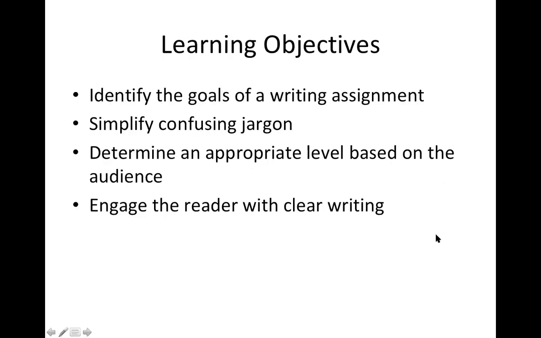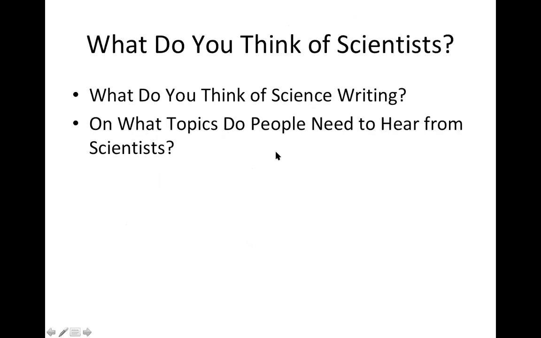Our learning objectives today are to identify the goals of a writing assignment, to simplify confusing jargon, which oftentimes comes up in science writing, to determine an appropriate level based on the audience, and to engage the reader with clear writing. So let's think about these questions. What do you think of scientists? What do you think of science writing? What topics do people need to hear from scientists?